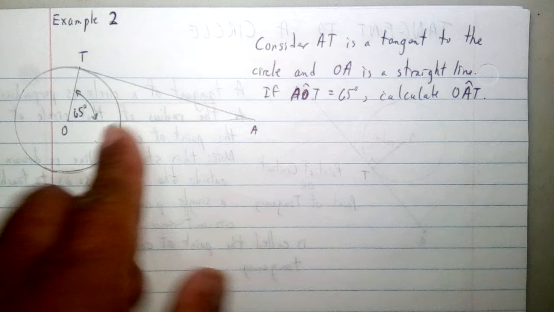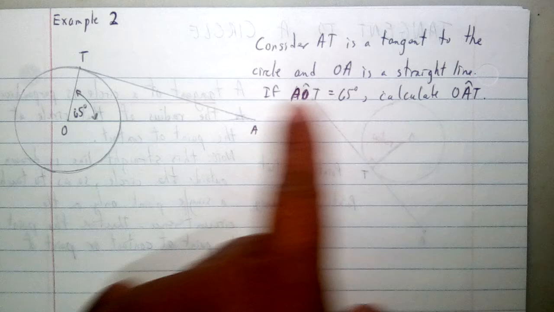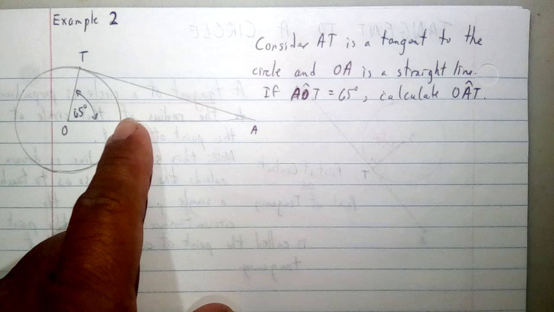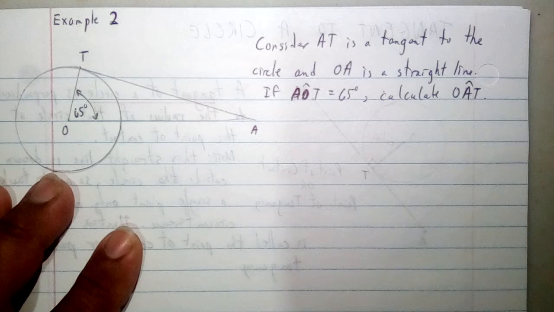So let's see what the problem states. Consider EAT, which is this line, is a tangent to the circle. So we are being told that it's a tangent, and OA is a straight line. So this is a straight line. If AOT equals 65 degrees, calculate now OAT. So we want to find out what is the size of this angle.